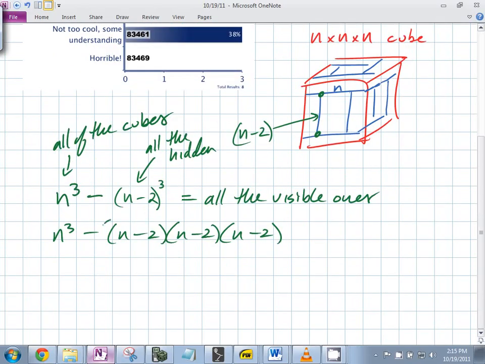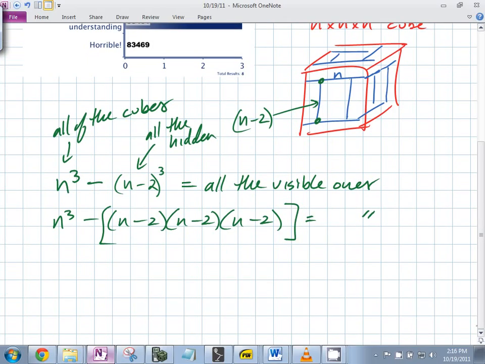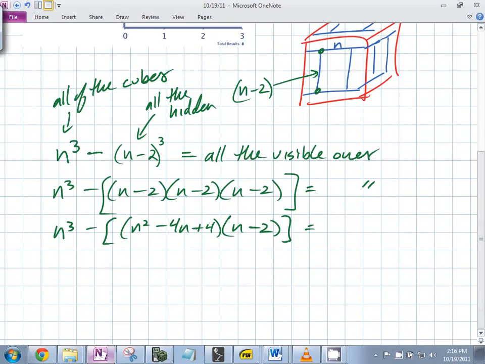Do one pair first, exactly. So you end up with n squared minus 4n plus 4, multiplying the first two. Any two of them together will give the same thing. Now what do you do? Multiply everything again. You end up with n cubed minus 4n squared plus 4n minus 2n squared plus 8n minus 8. But what's in front of that bracket? Minus sign. So you get n cubed minus n cubed plus 4n squared minus 4n plus 2n squared minus 8n plus 8. What cancels?